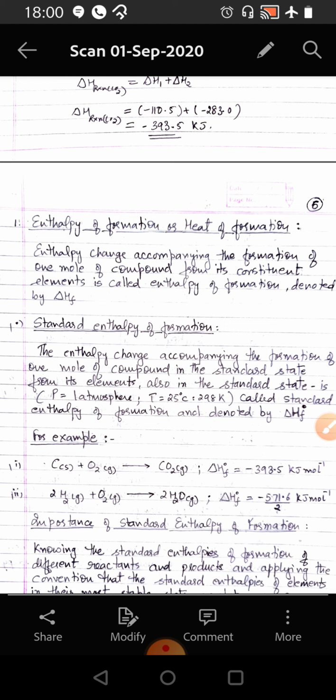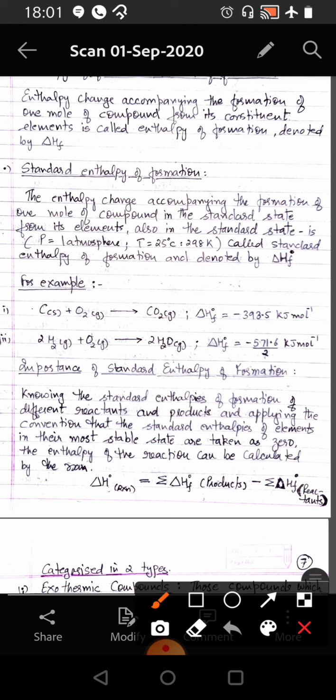For example, carbon reacts with oxygen to form CO2, and the standard heat of formation comes out to be minus 393.5 kilojoules. In the second equation, hydrogen reacts with oxygen to give rise to water in the liquid form, and here the standard heat of formation comes to be minus 571.6 divided by 2. Since two moles are produced, the total heat change of this reaction will have to be divided by 2 to get the value per mole.